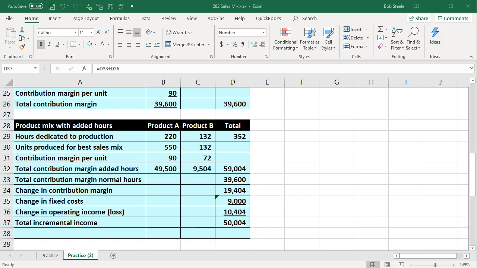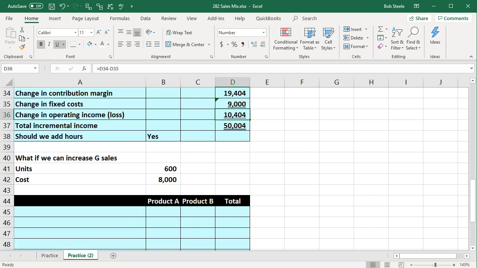So then the question is, should we add the hours, given the fact that the fixed costs will go up, but will increase the sales? And the answer is yes. It's going to be a benefit. We have a 10,404 increase. Now, if we add one more scenario to this, we could say, well, what if we can increase A's sales? What if we do some advertising, possibly?